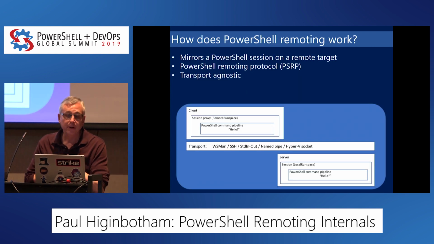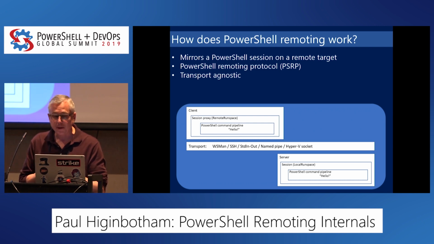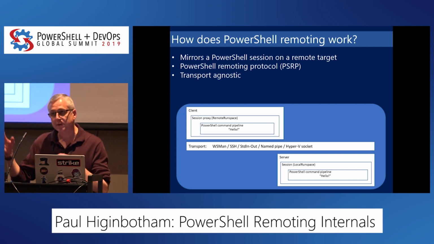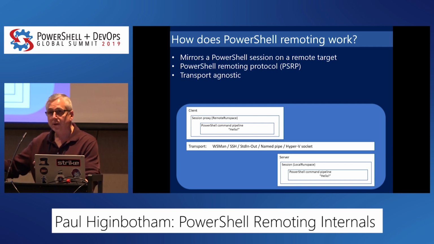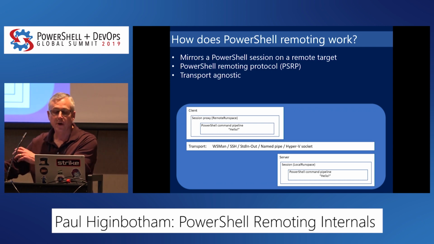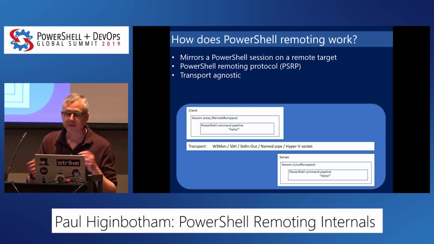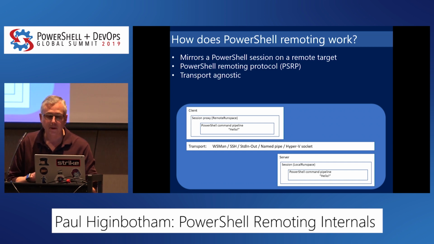So how does PowerShell remoting work? Start at a very high level. Basically what happens is that from client A to some kind of target, PowerShell mirrors a session from the target back to the client. So the client can execute script on the target using an API, and we'll talk about it in more detail later, but that gets transferred to the target. The script and commands get executed. The results and data are returned through the remoting layer.